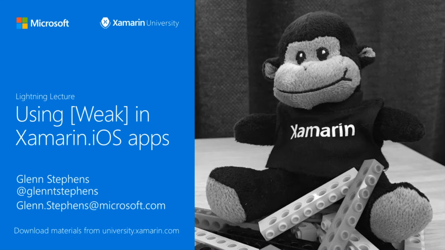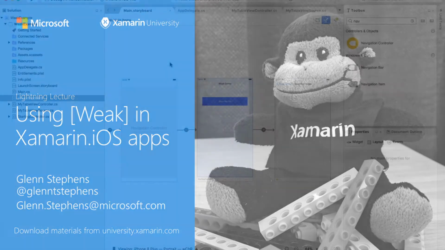I'm just going to do a very quick lightning lecture on one of the new features in Xamarin iOS, which is the Weak Attribute. It's an interesting challenge, and in fact it solves something that could potentially cause memory leaks within your application. So it's a very small technique, but I think it's very useful.